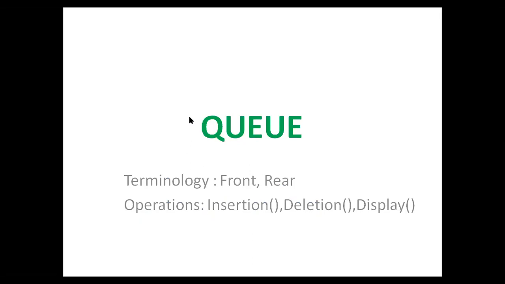Before going to learn about queue, we will see the terminology front and rear. We are using two terms, front and rear. Front is used for referencing the front, and rear is used for referencing the rear. Now, operations. What are the operations we can perform on a queue? Insertion, deletion, display. Three operations we can perform on a queue.